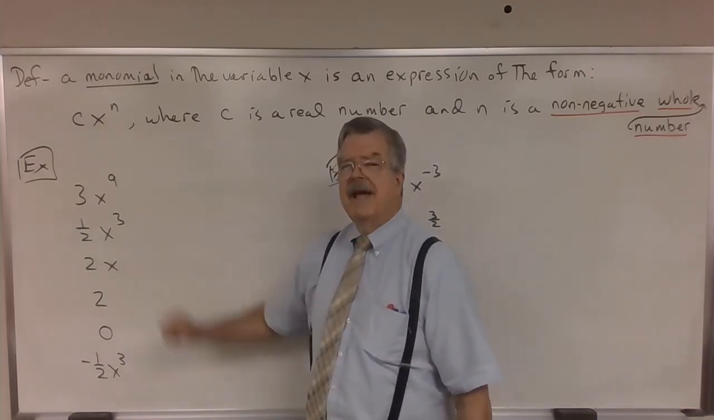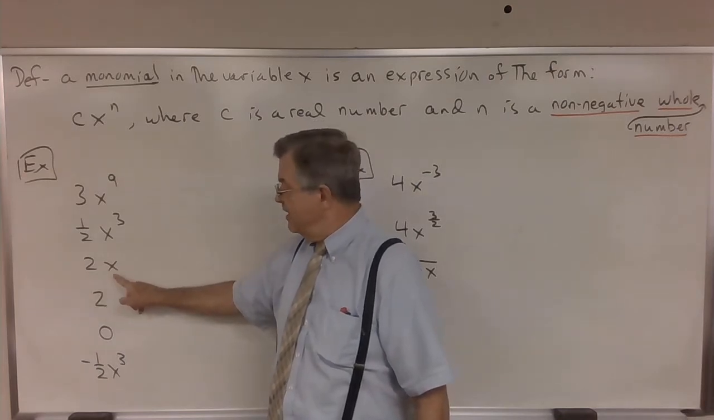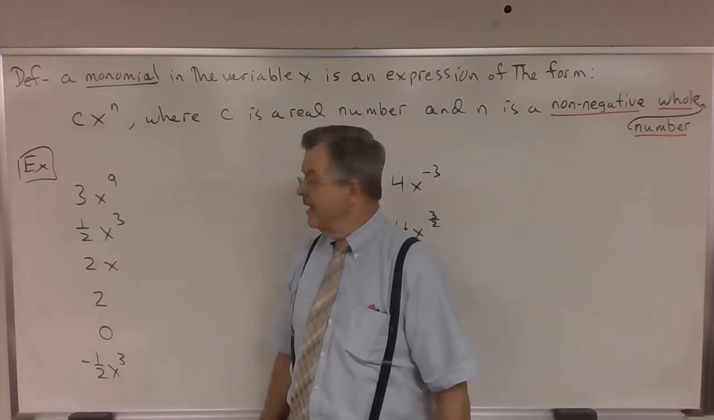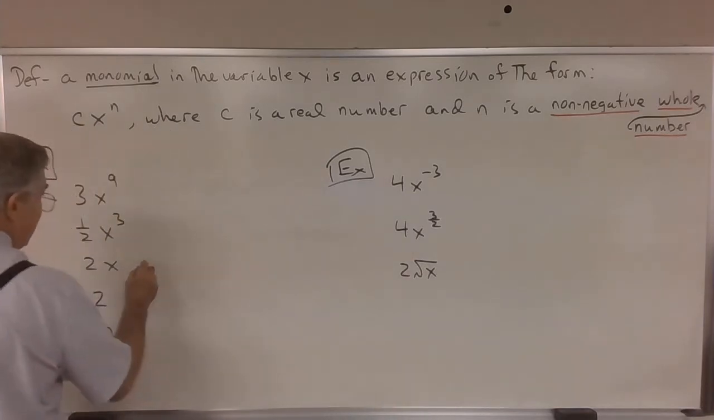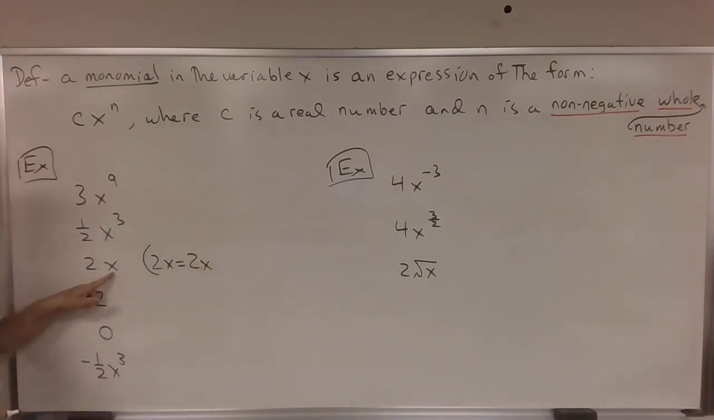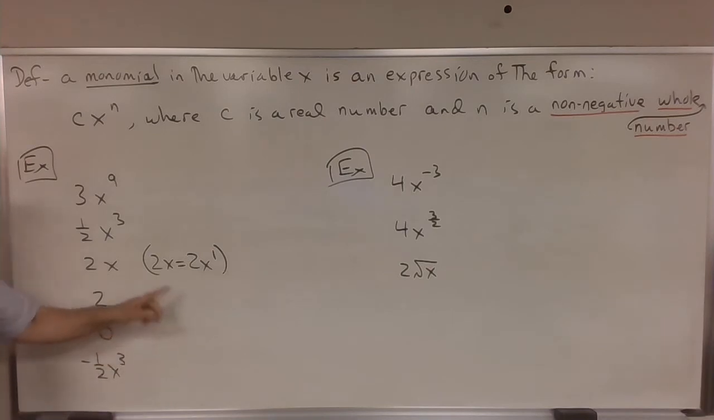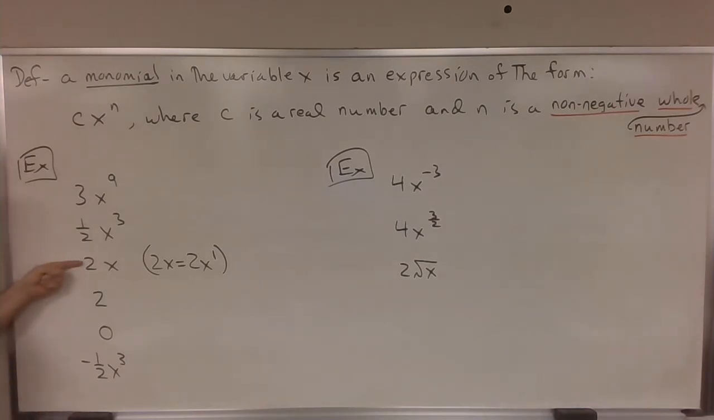Now this one we might look at and say it's problematic. It's true, the coefficient out front is a real number. But do I have x to the power of a non-negative whole number? I don't see it here, but I could rewrite it that way, couldn't I? I could write this as 2x to the what power? The first power, that's right. So this really is a real number times x to the power of a non-negative whole number. It checks out. Well, this checked out. This is a member of the monomial club.